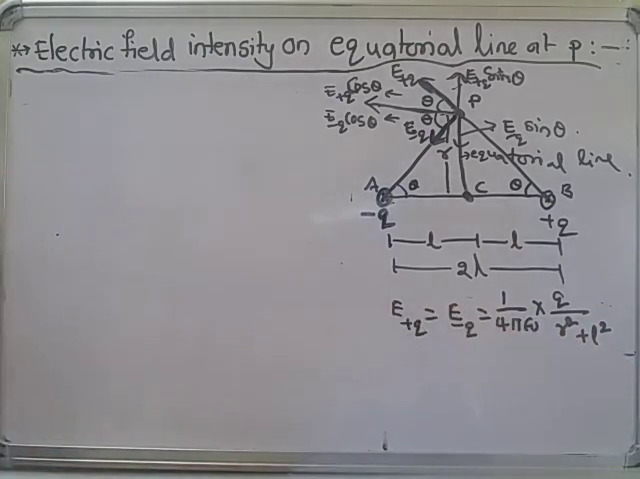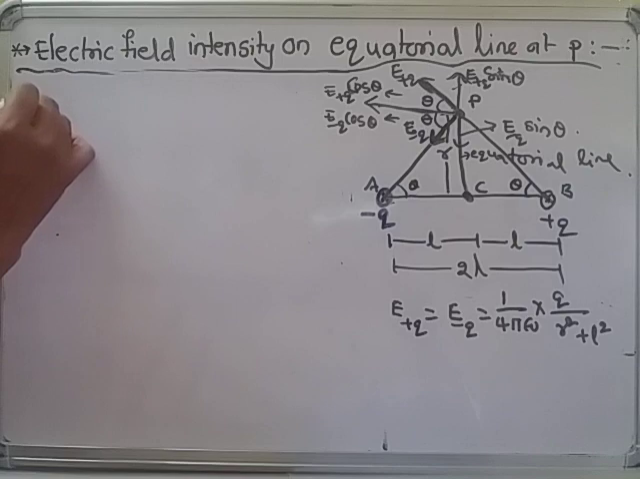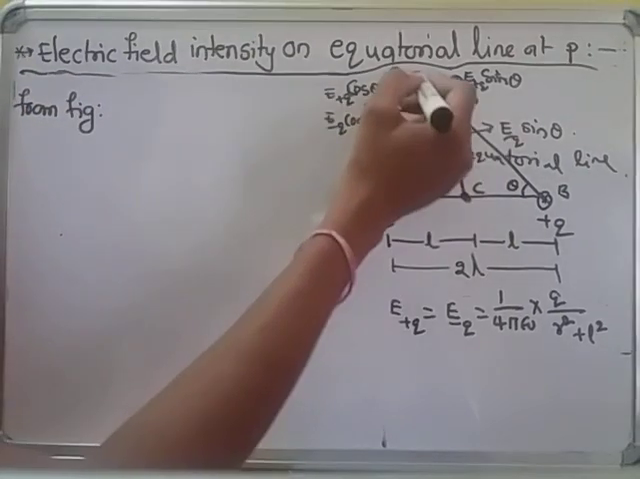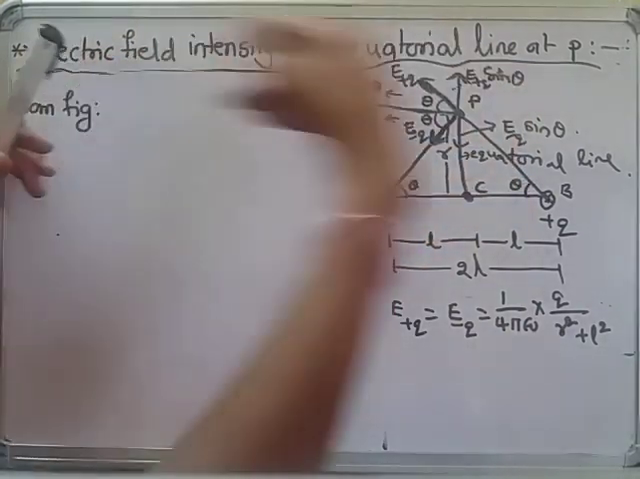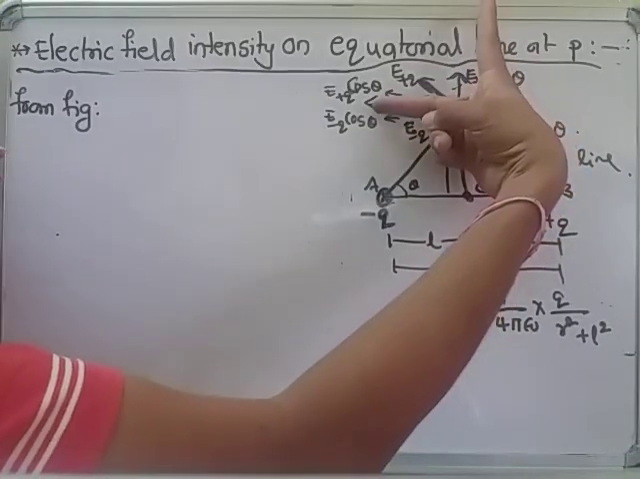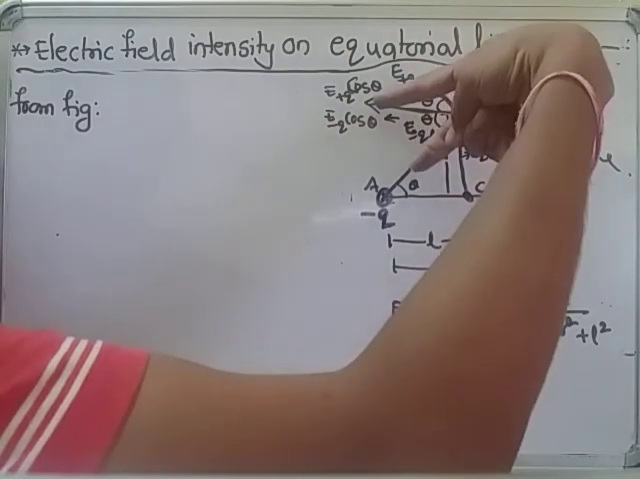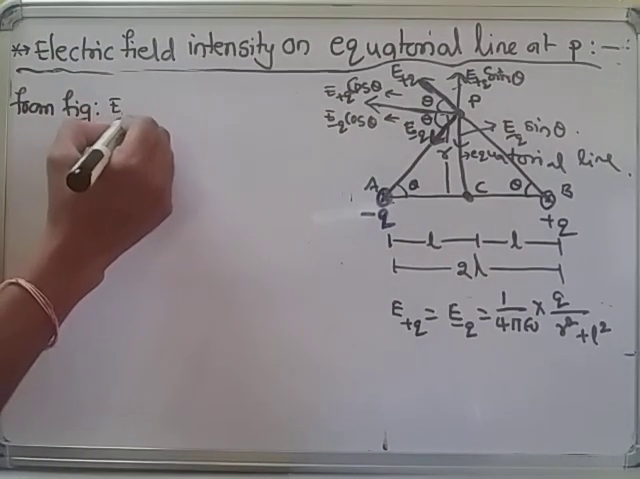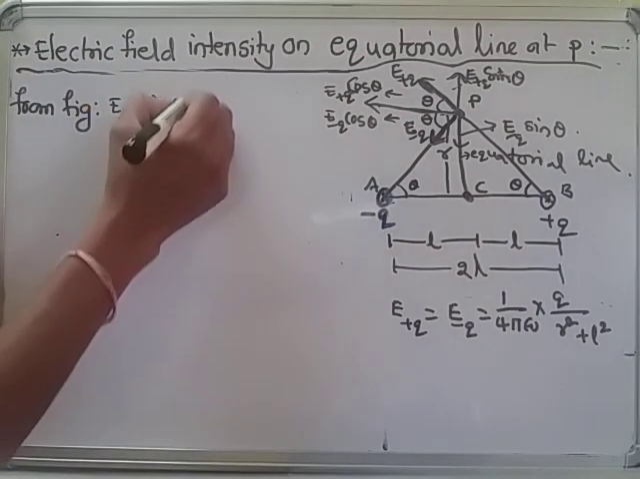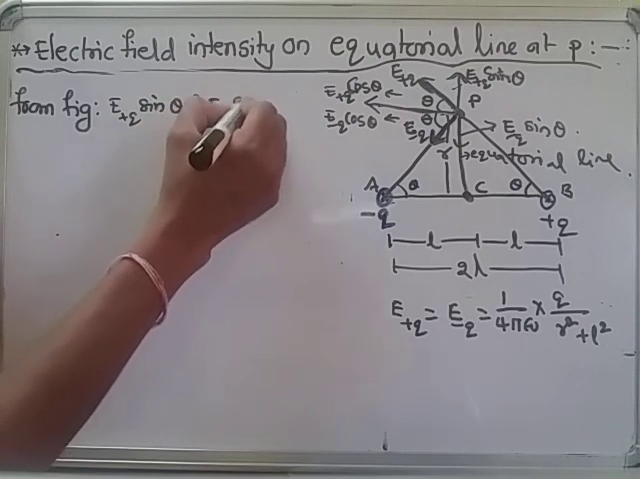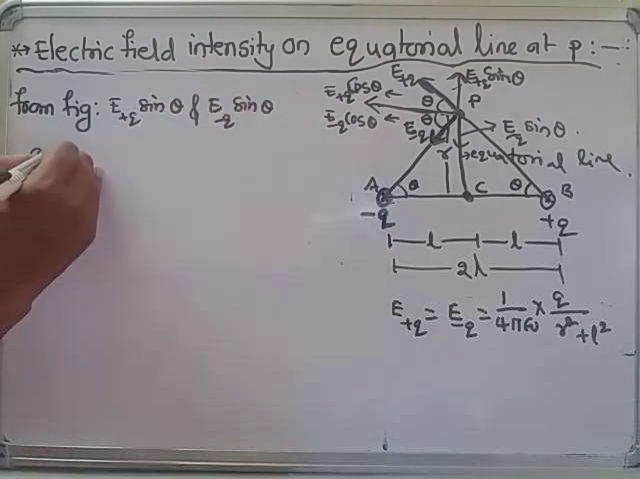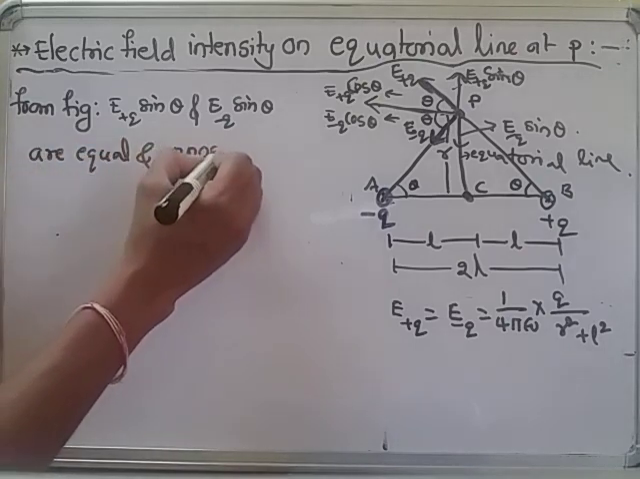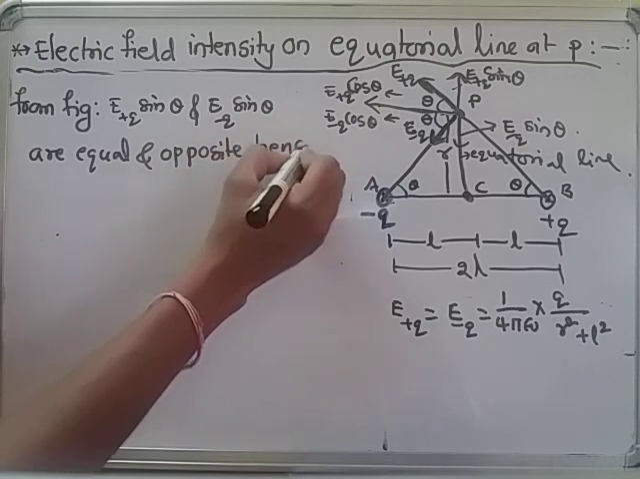From the figure, when you divide E plus Q into components, we get E plus Q cos theta and E plus Q sin theta. E minus Q divided into components gives E minus Q cos theta and E minus Q sin theta. But E plus Q sin theta and E minus Q sin theta are equal and opposite. Hence they cancel with each other.